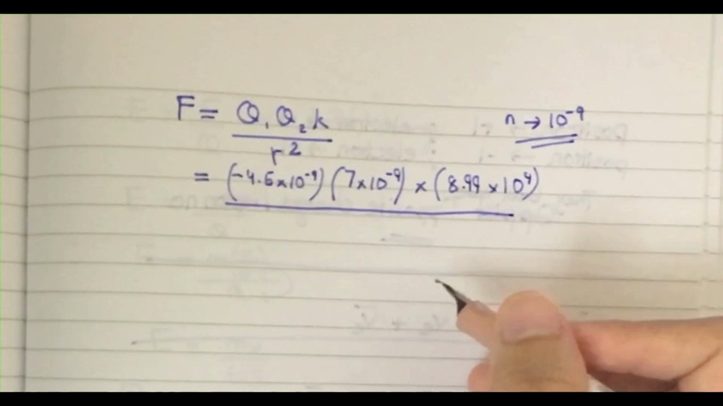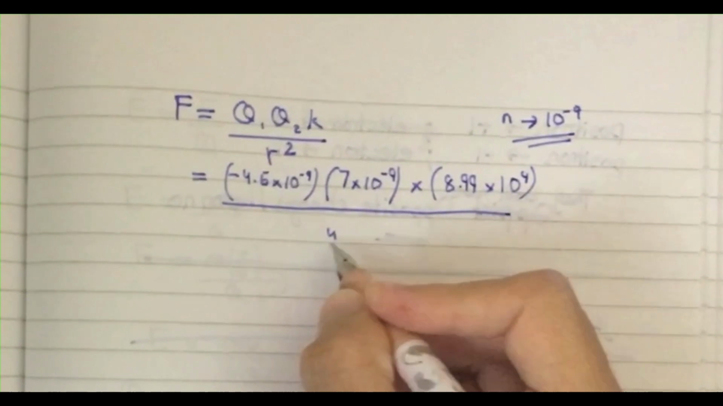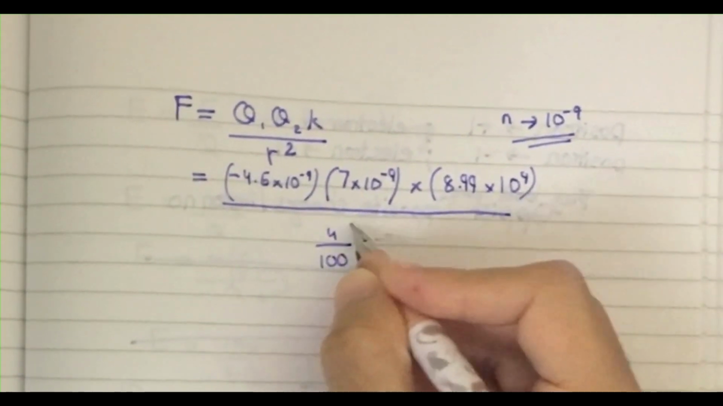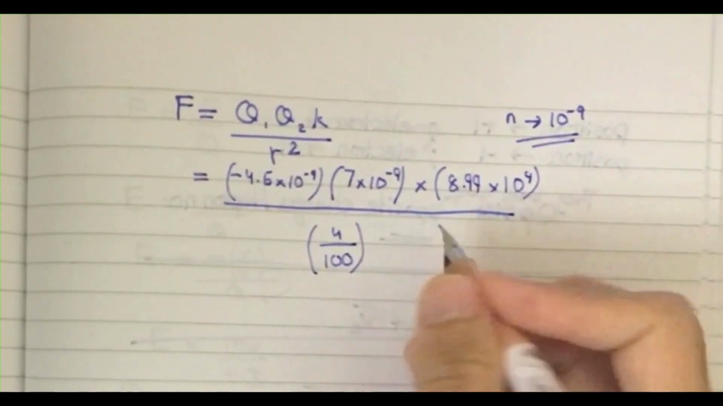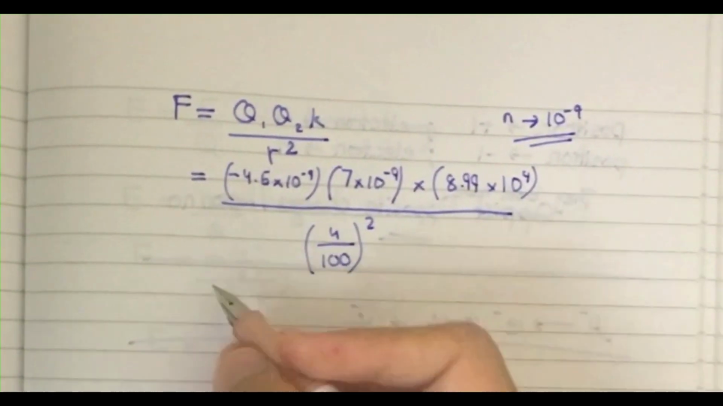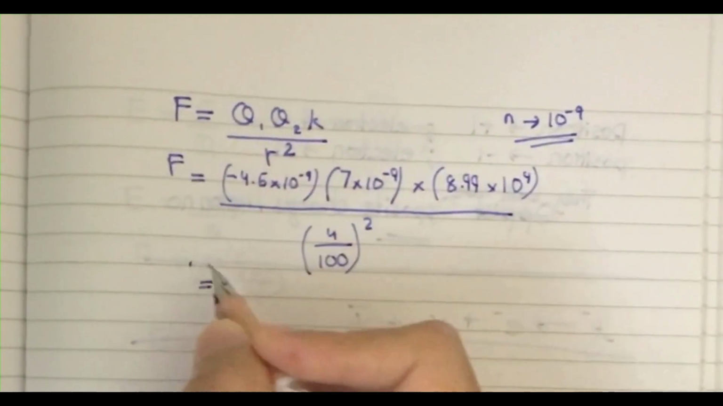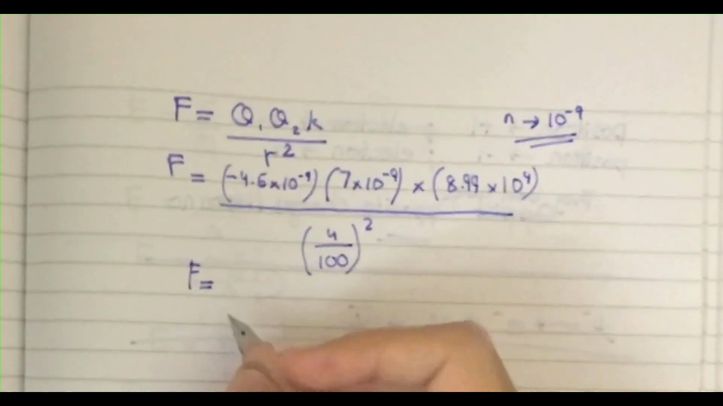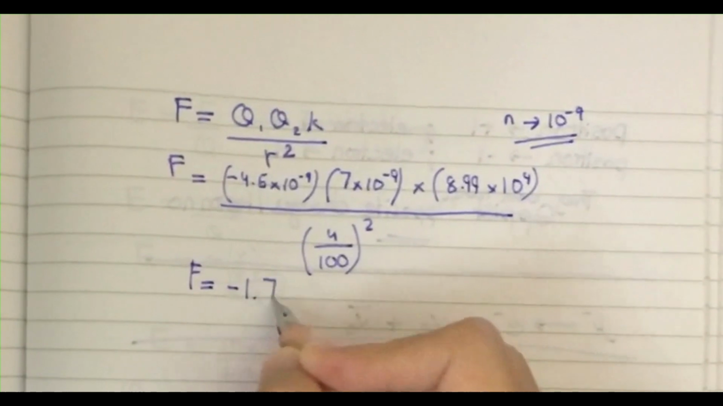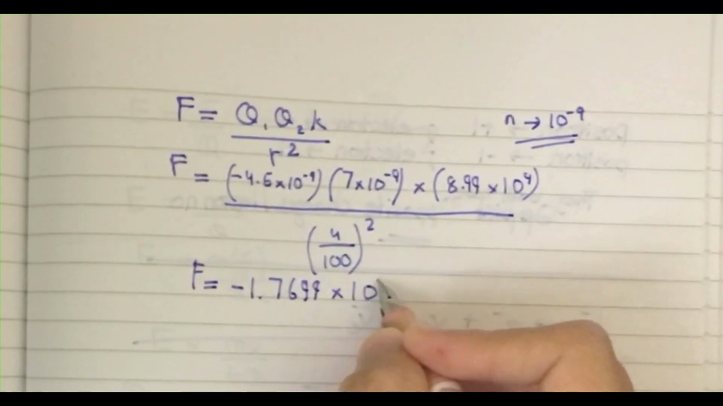Now we see that the radius is given in centimeters. We have to convert it to meters, so we divide it by 100 to convert it into meters. And then you have to square it because of the formula R squared. So you have done the squaring, and you get your F value as minus 1.7699 times 10 raised to power minus 14.